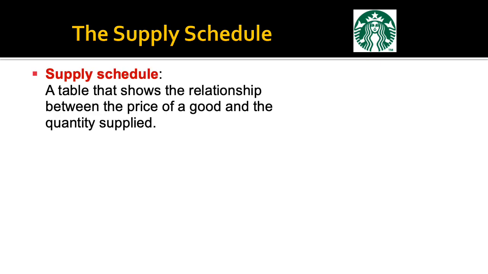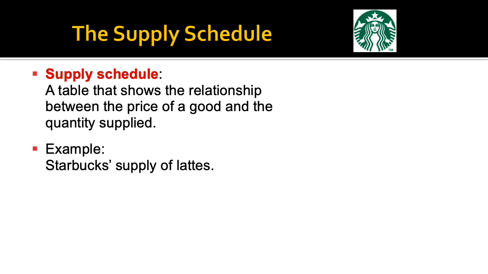Like a demand schedule, a supply schedule shows us a bunch of different prices with a different quantity supplied. Before, we looked at Helen's demand for lattes, and now we're going to look at Starbucks' supply of lattes. So remember, for Starbucks to produce a cup of coffee, they have quite a few inputs that they need to acquire. First, they need coffee, they need milk, they need infrastructure, they need workers, etc.